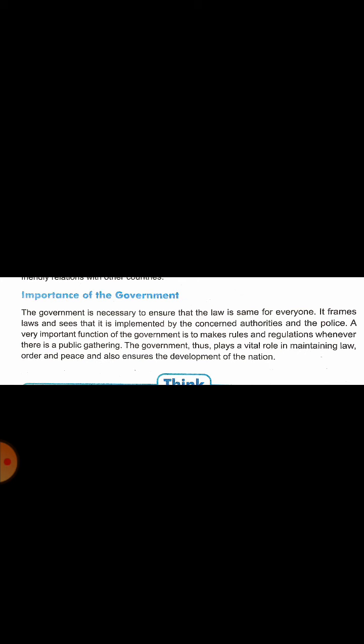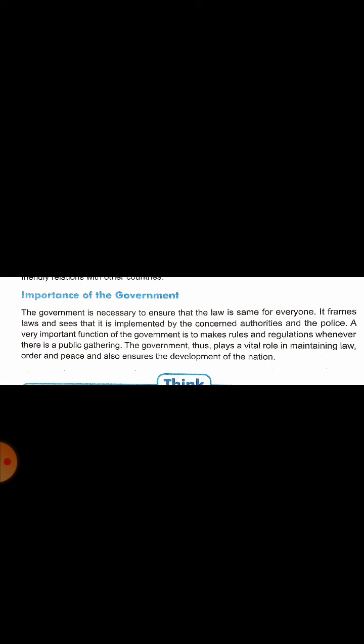Their work should be done in the proper time and in a proper way. That is the responsibility of the government. The government takes care of that. A very important function of the government is to make rules and regulations whenever there is a public gathering. The government thus plays a vital role in maintaining law, order and peace, and also ensures the development of the nation.